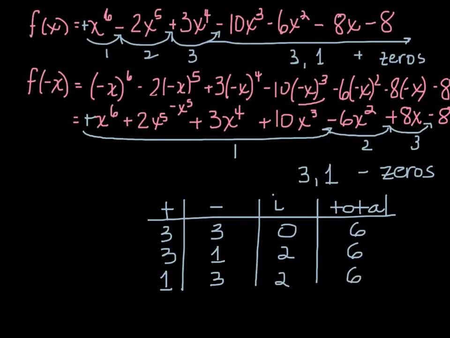And I could have 1 positive and 1 negative, so that would leave me 4 imaginaries, which would add up to 6. I want you to notice that my imaginaries are always an even number. This is because, remember, an imaginary also always has to come with a conjugate, so it has to have a plus and a minus. So this column should always be 0 or an even number.